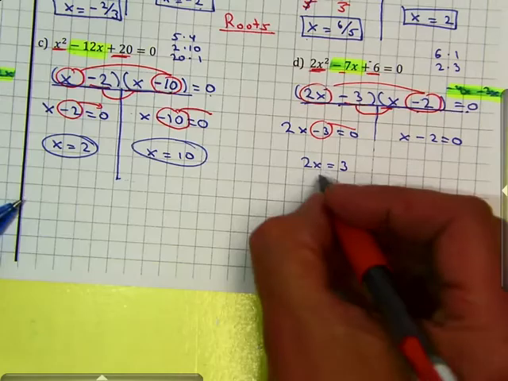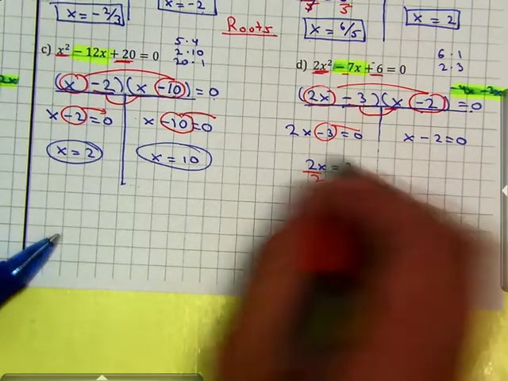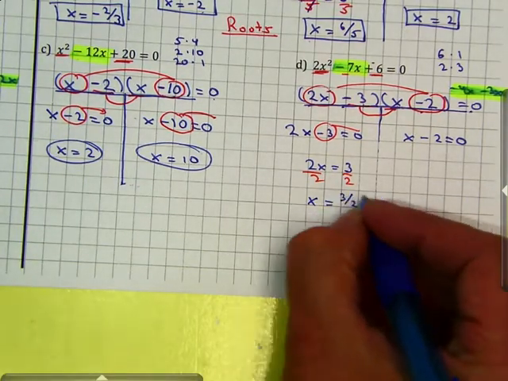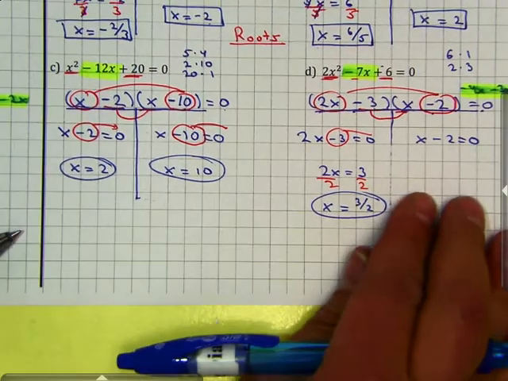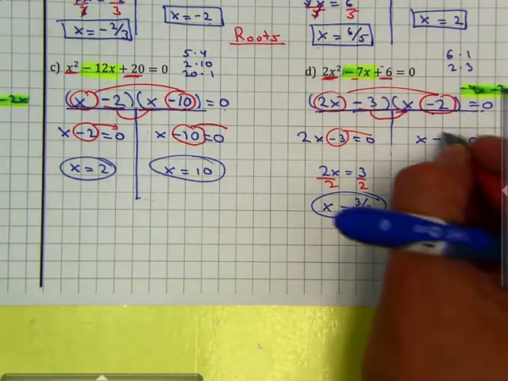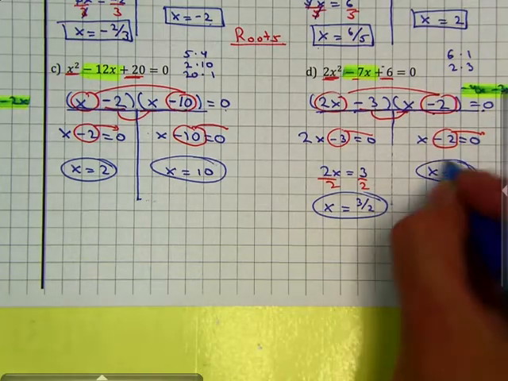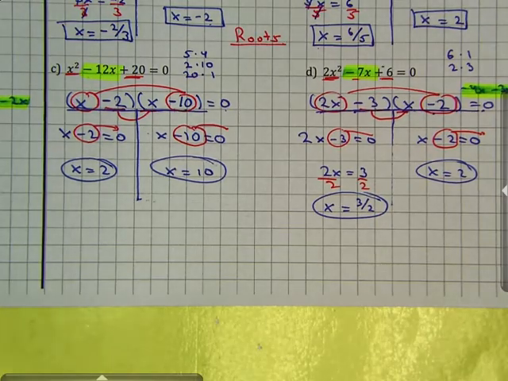And divide by 2. So therefore x equals 3 over 2. And if you want, you can leave it as an improper fraction for these problems. Most of the time you'll see that as your answer. Move the 2 to the right, we can say positive 2. And those are your two solutions.